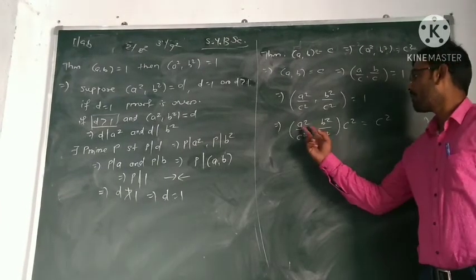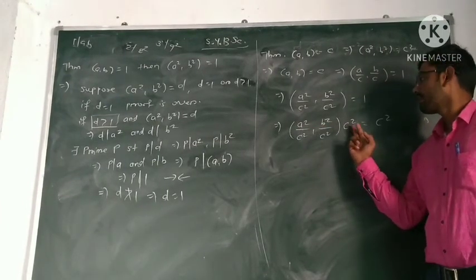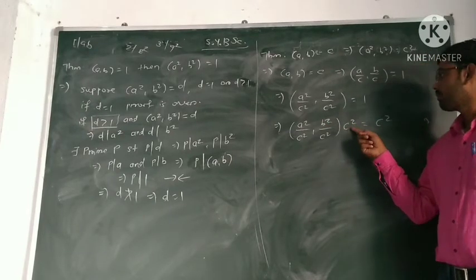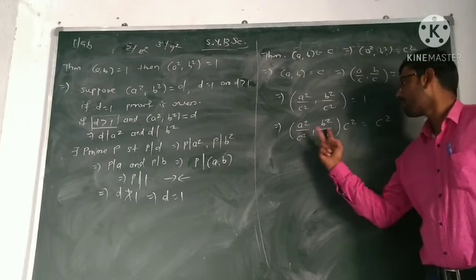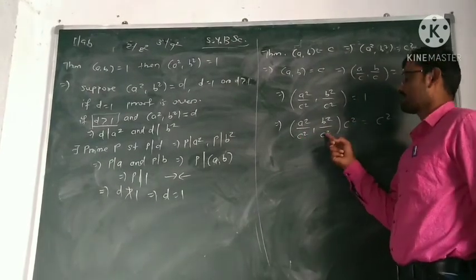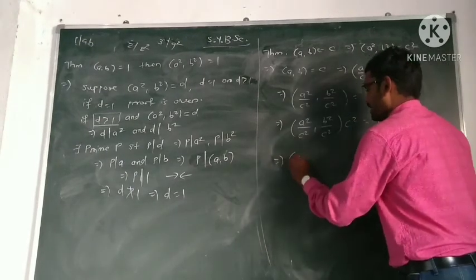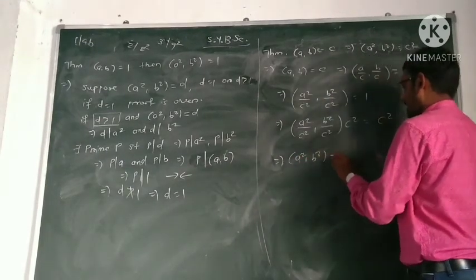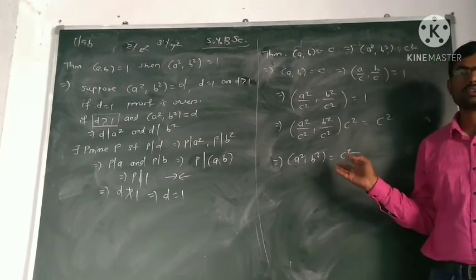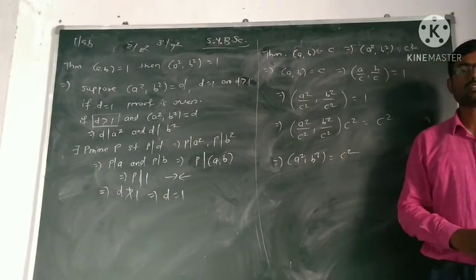We know GCD of AC and BC is equal to C times GCD of A and B. We can multiply the GCD by this common factor. So C square gets cancelled, and only A square and B square remain, with C square on the other side. GCD of A square and B square is equal to C square. So thank you.